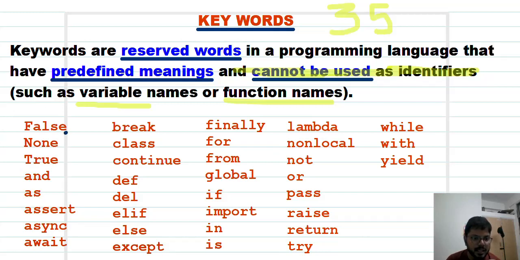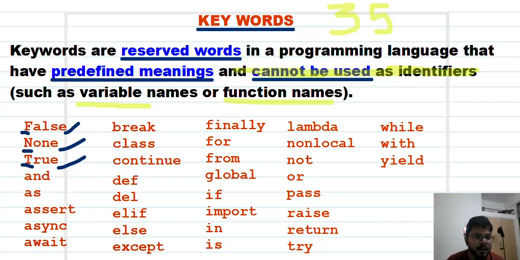The first ones are False, None, True. False and True are generally used for Boolean expressions. None is for indicating there is nothing. And one specialty regarding these three keywords is that only these three start with capital letters: False, None, True. You can clearly see F, N, T, and everything else does not contain a capital letter.